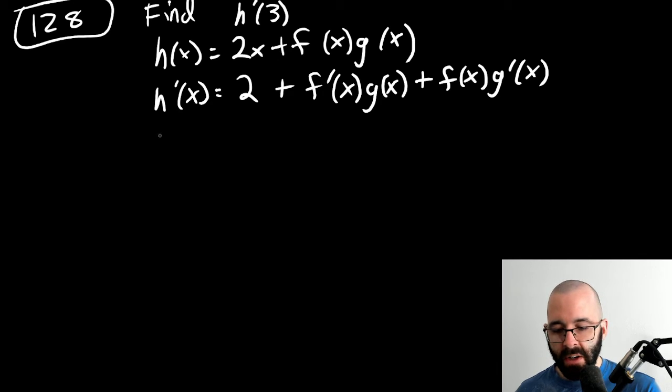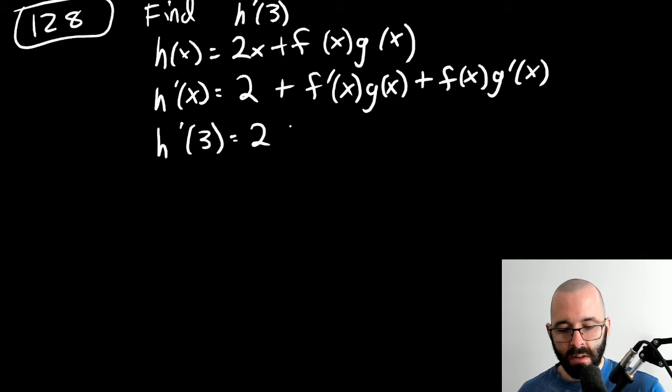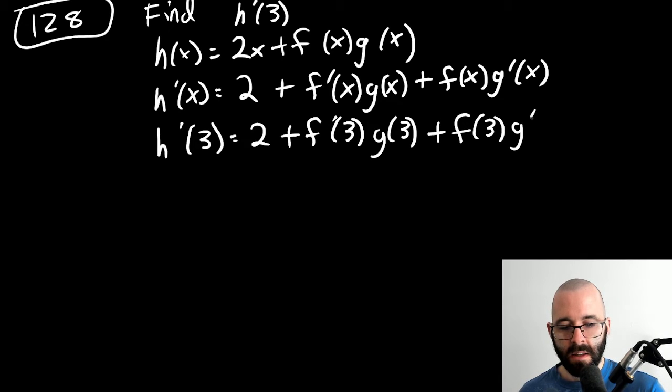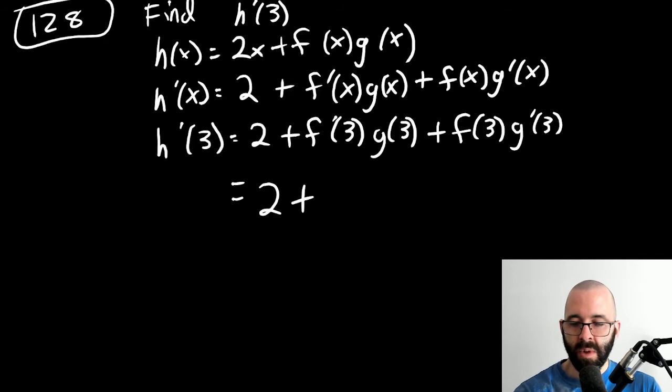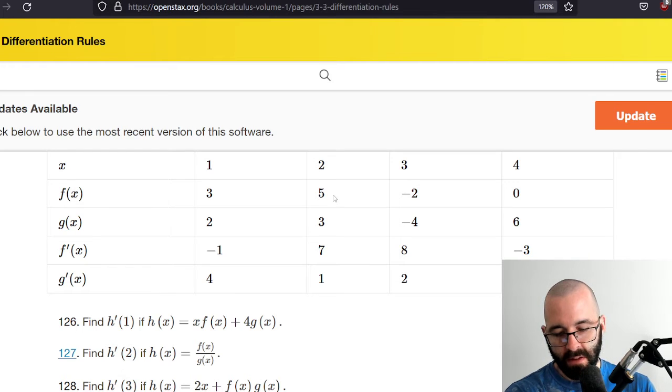Now, specifically, we want to know what is this derivative at 3. So just plug in 3. It's going to be f prime of 3, g of 3, plus f of 3, g prime of 3. What is f prime of 3? Careful when you read the table. That's when x equals 3. When x equals 3 is this column. We want to know the derivative of f here. It's going to be 8.